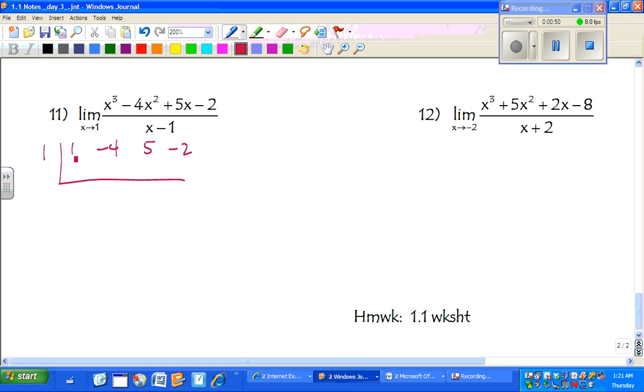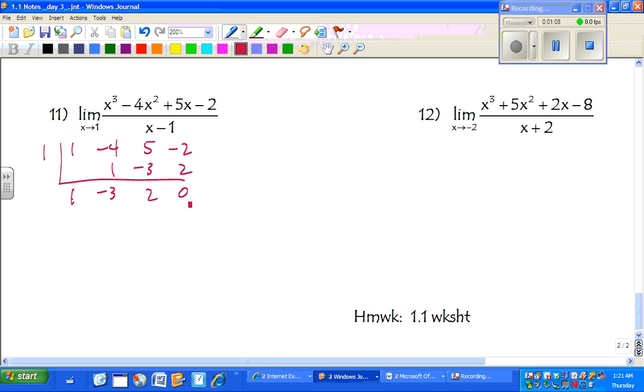Then we're going to go ahead and bring down the 1. 1 times 1 is 1. Add these, we get negative 3. 1 times negative 3, we get negative 3. 5 plus negative 3 is 2. 1 times 2 is 2. Add these, we get 0.